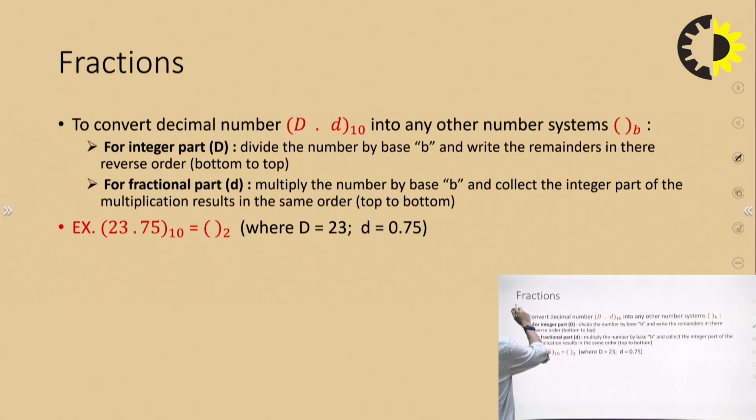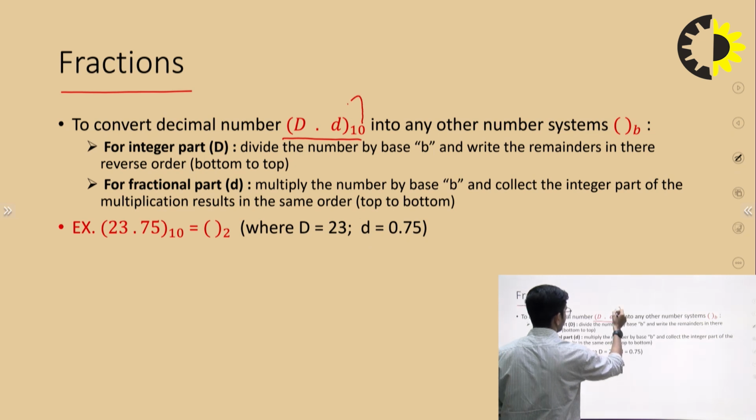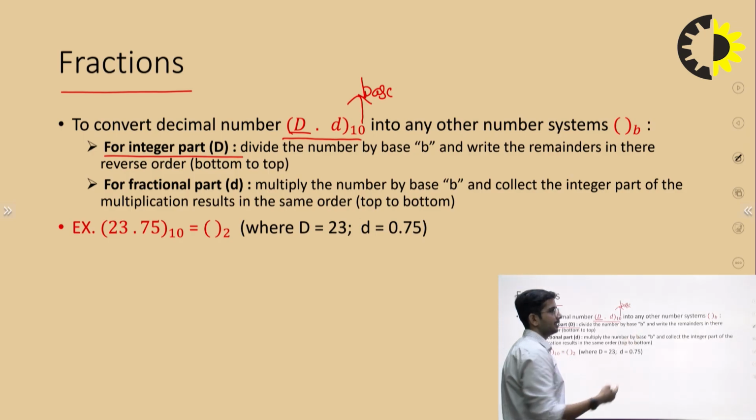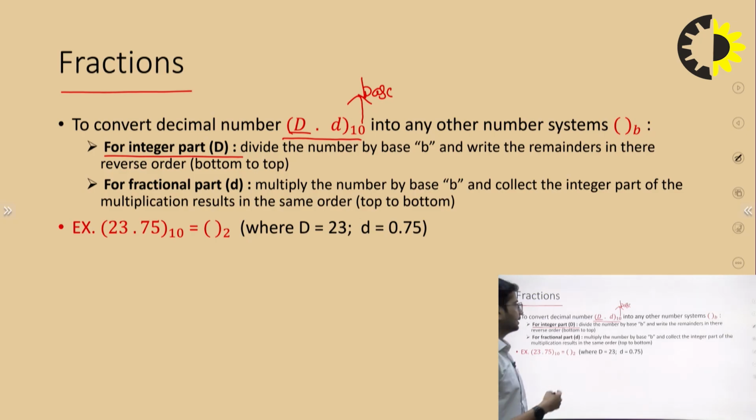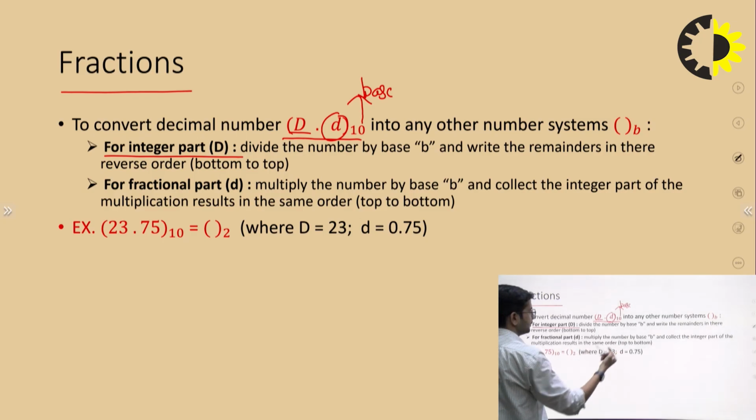Next topic is fractions. Means how we can convert the fractional part, means how we can convert a decimal number into another system. For example, if we have a decimal number in the form of D.d, since it is a decimal number, the base is 10. For the integer part, that is capital D, we have to divide the integer part by the base of the number system in which we want to convert it. And for the fractional part, like small d, we have to multiply the number by the base of the system in which we want to convert that number.